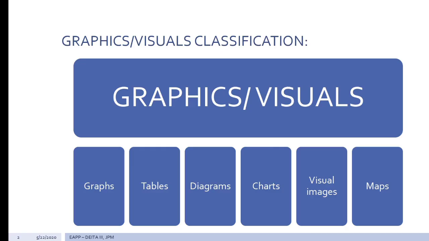Now, graphics and visuals, we have actually 6 types of graphics, or what we call visuals. And we use them to describe our report. For the purposes of EAPP, for academic purposes or for professional purposes, visuals are very important when you are stating, let's say, for example, a trend, a portion of something, or a percentage of something.